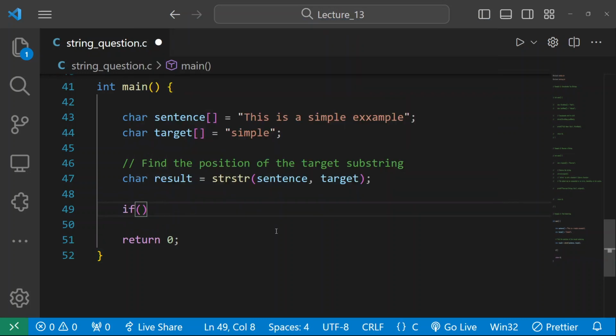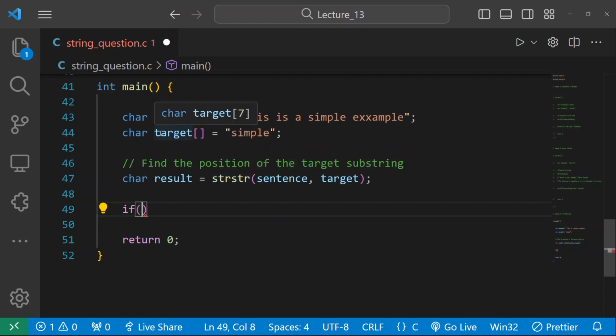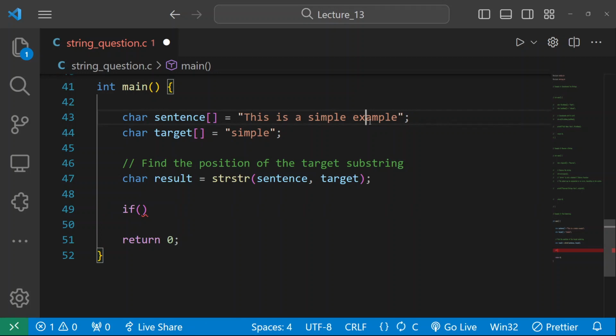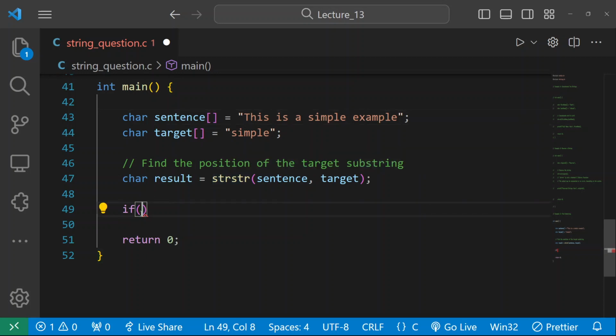If you are worrying what is strstr, strstr is used to find the position of the target substring. This function is used to find the position of the target substring. In this case, this is our target substring. It is used to find the position of the targeted substring. Remember this point. Let me check what output we will get. We will get the index of where your target starts. Its position I will be getting.